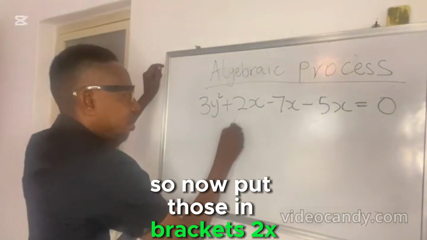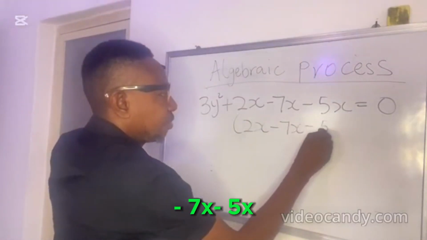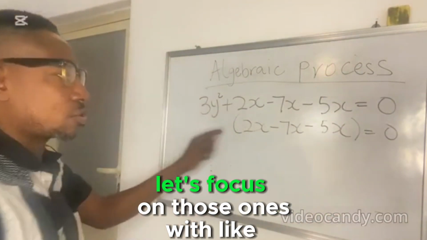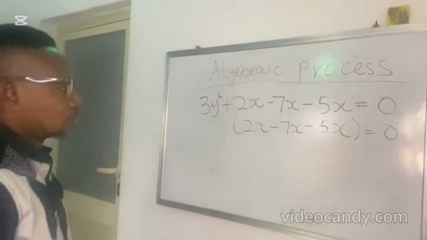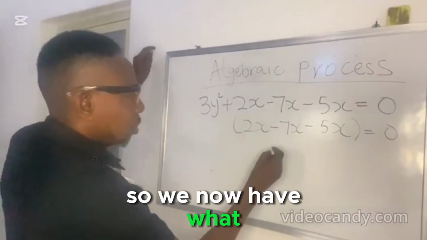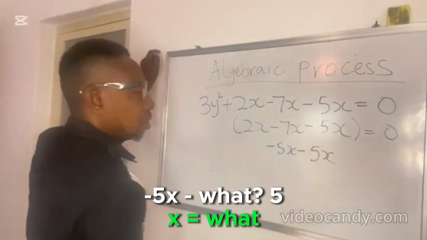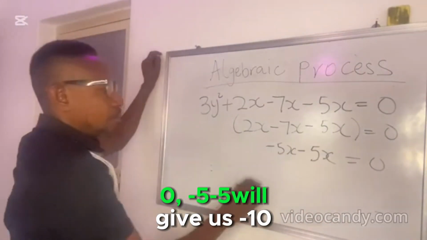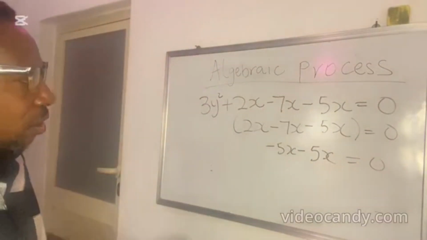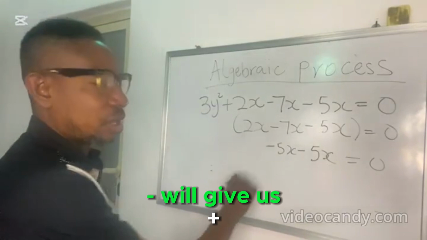So now put those in brackets. 2x minus 7x minus 5x is equal to what? 0. Let's leave this 3y squared here. So let's focus on those with like terms. 2x minus 7x will give us minus 5x. So we now have what? Minus 5x minus 5x is equal to what? 0. Minus 5 minus 5 will give us minus 10, because minus will give us plus. Understand?